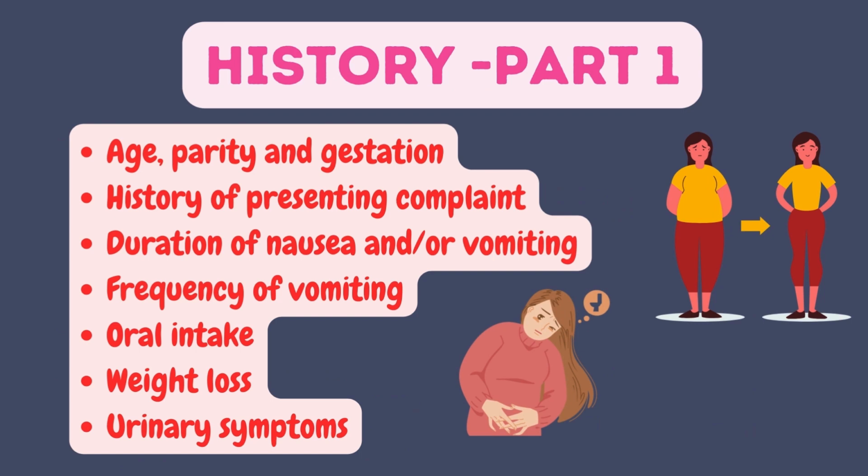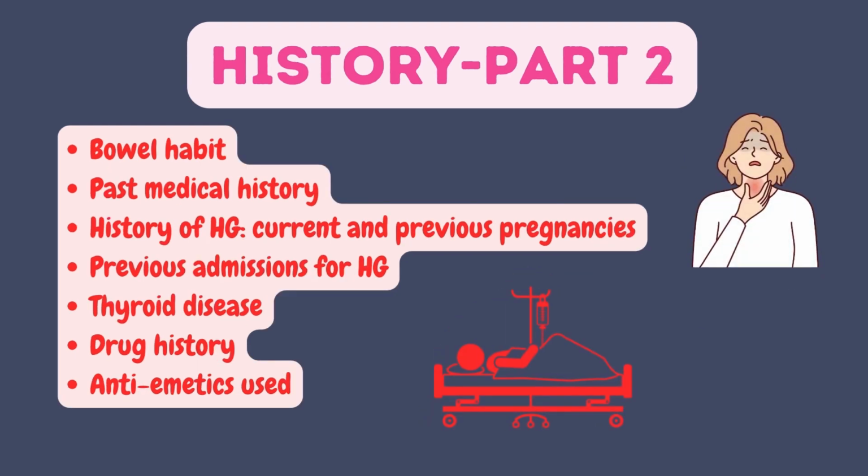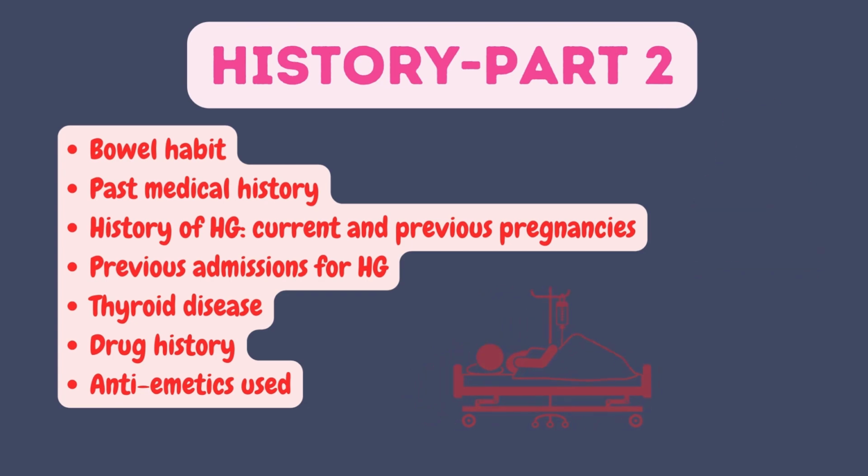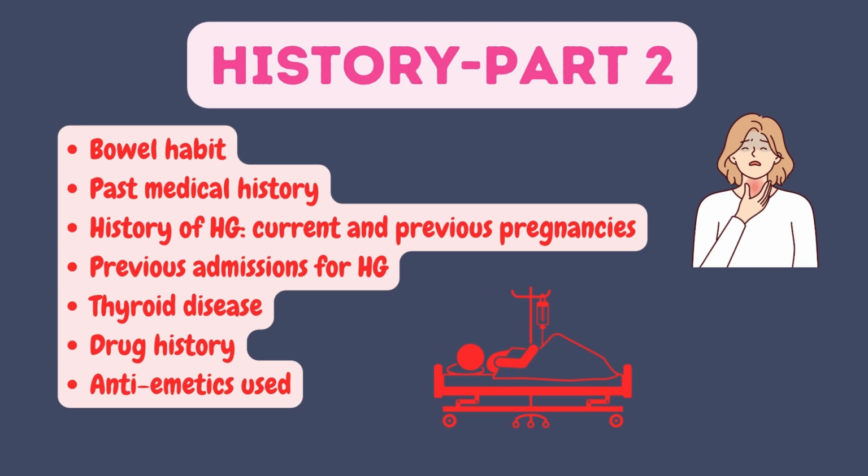When you suspect hyperemesis gravidarum, you should ask questions like the patient's age, parity and gestation, history of presenting complaint, duration of nausea and or vomiting, frequency of vomiting, oral intake, is there any significant weight loss, and any urinary symptoms. Ask also about her bowel habit, past medical history, history of previous hyperemesis gravidarum in current and previous pregnancies, any previous admissions for this disease, thyroid disease, drug history, antiemetics used. Basically, you are trying to find out the 3 criteria of diagnosis of hyperemesis gravidarum, the risk factors and the differentials.